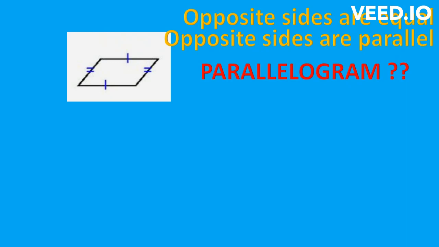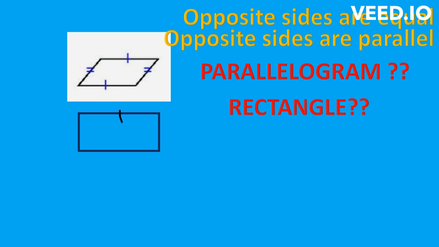If I ask you a question, why can't this figure be a rectangle? A rectangle is a figure which has opposite sides that are equal and parallel to each other, but they meet perpendicular to each other. There should be right angles in a rectangle, which is not the case here. So, it cannot be a rectangle. This is a parallelogram.